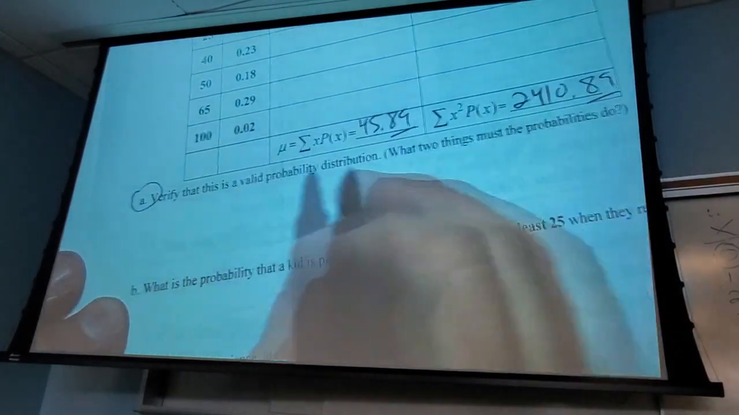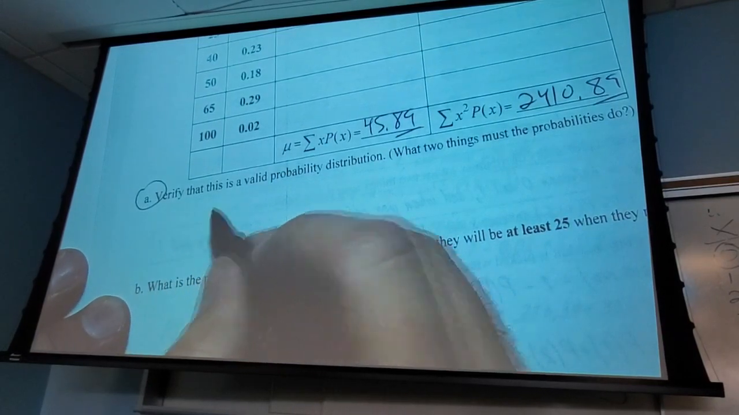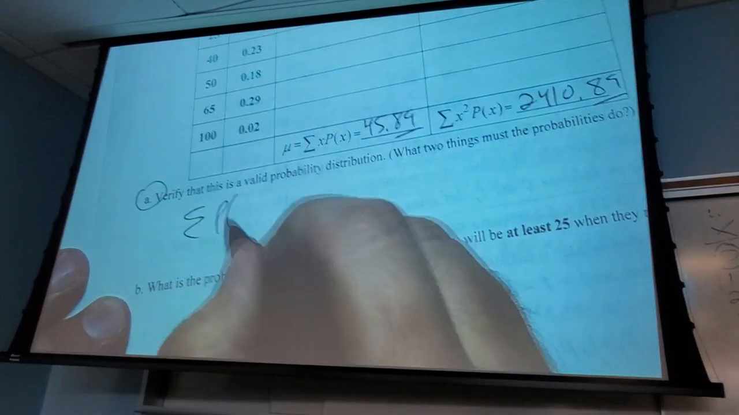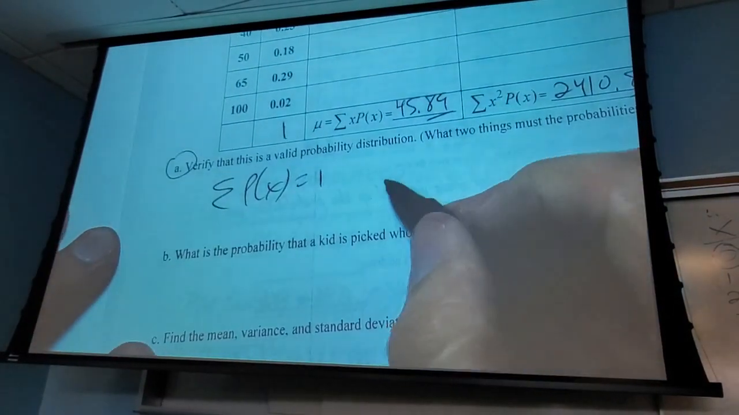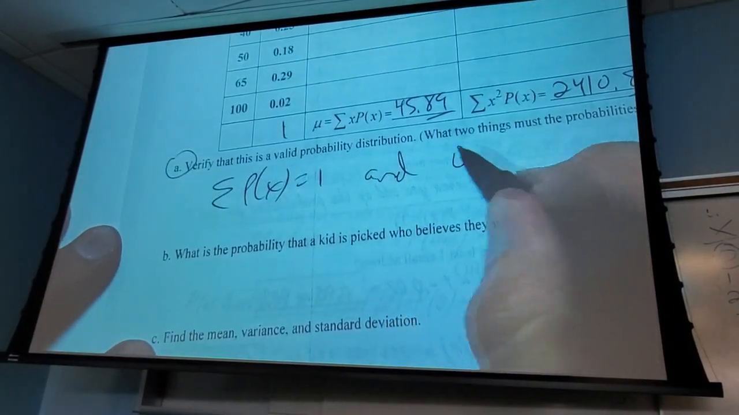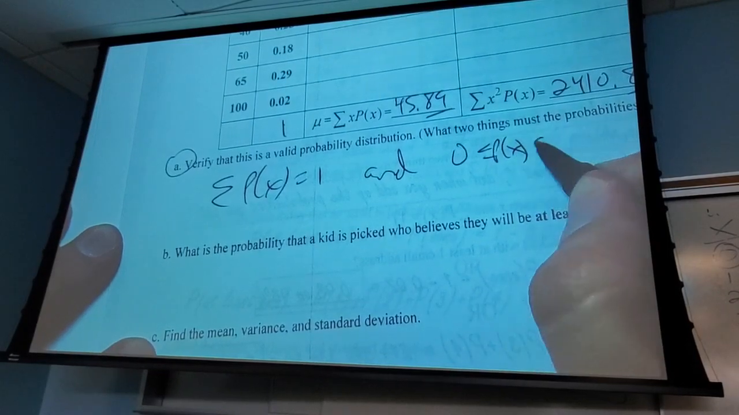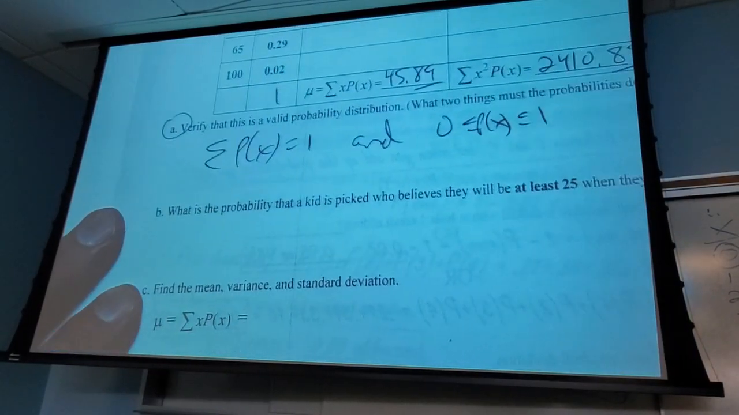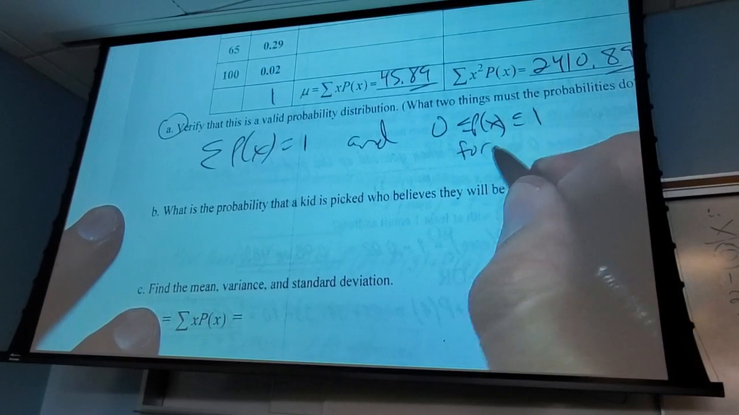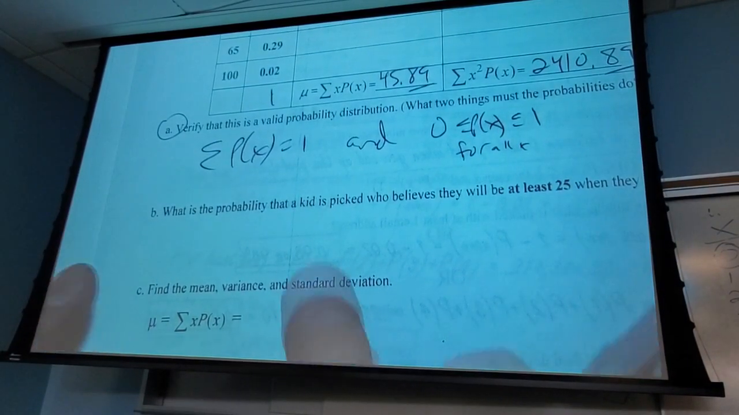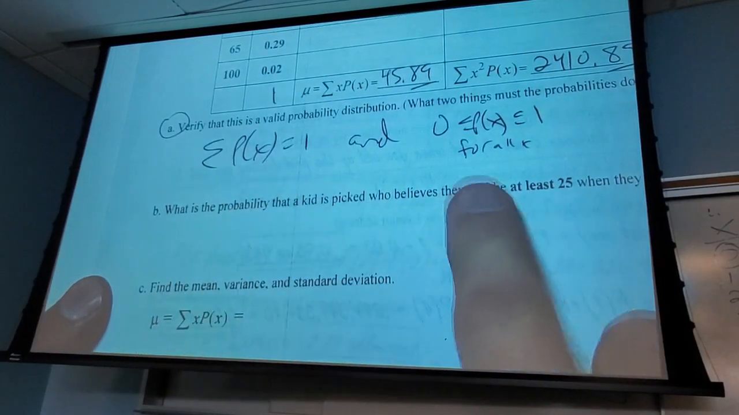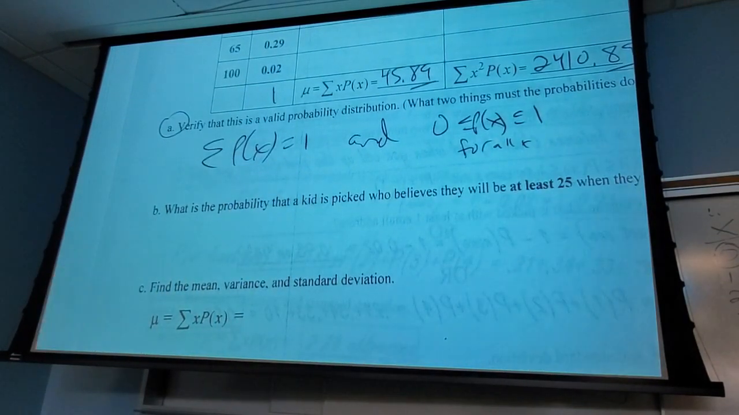So verify this is valid, so what two things do I have to say? Check: the sum of P of X equals 1, and they do add up to 1, thankfully. And between 0 and 1. Technically, I should also say for all x, but if you don't put that, it's fine. I know what you mean. And again, you can say it in English if you want to. All the probabilities add to 1. All the probabilities are between 0 and 1. You can just say it in English.